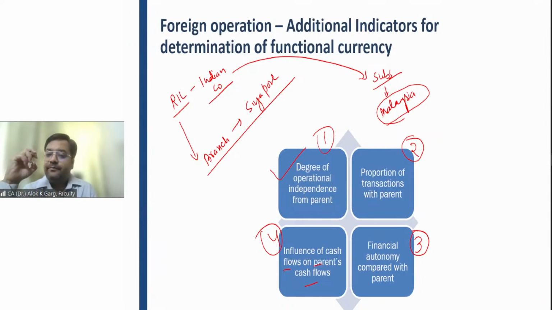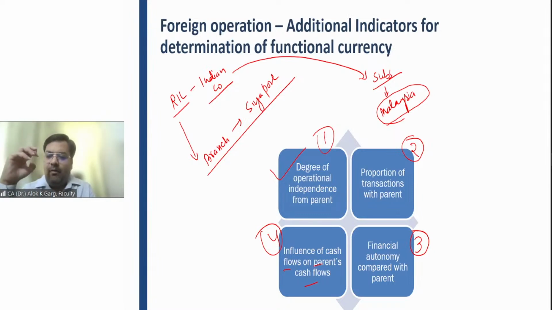Basically for the entire operations, this entity is dependent on Reliance. If this entity's cash flow would be impacted, the cash flow of Reliance would be impacted. The proportion of transactions is very high with Reliance, right? And degree of operational independence from parent is not there. It is dependent on parent. It is not independent from parent. It cannot finance its own operations, right?